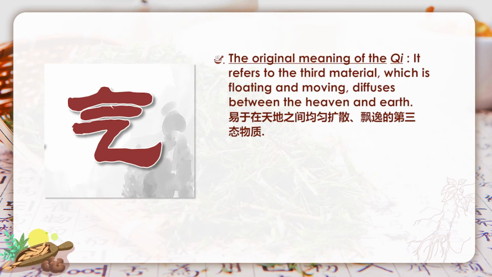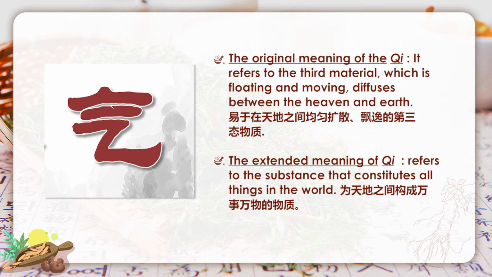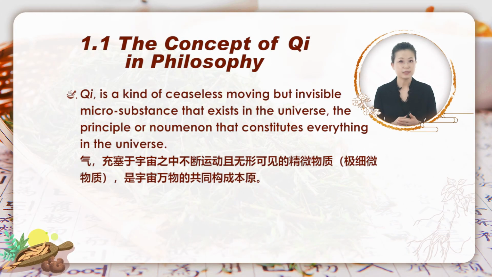The original meaning of the character of qi refers to the third material, which is floating and moving, diffusing between the heaven and earth. The extended meaning of the qi refers to the substance that constitutes all things in the world. After being clear about the meaning of the character, I think right now we have already known the concept of the qi in philosophy. Qi is a kind of ceaseless moving but invisible microsubstance that exists in the universe, and it is a principle and a noumenon that constitutes everything in the universe.